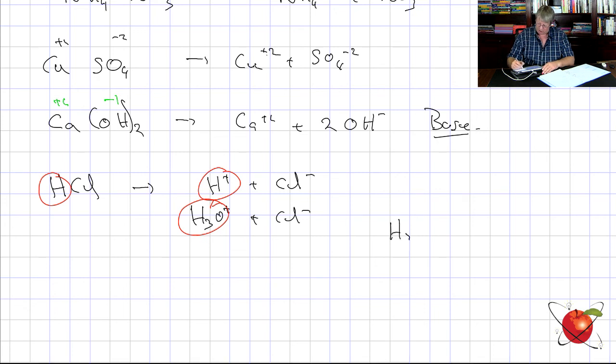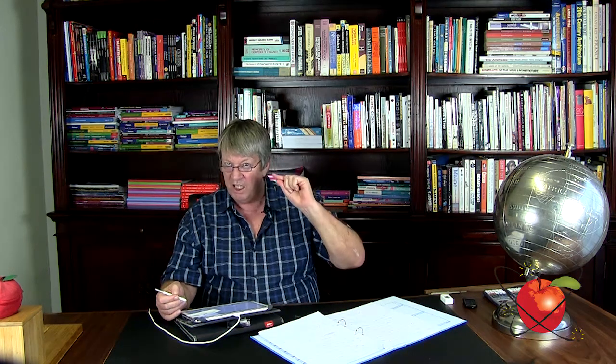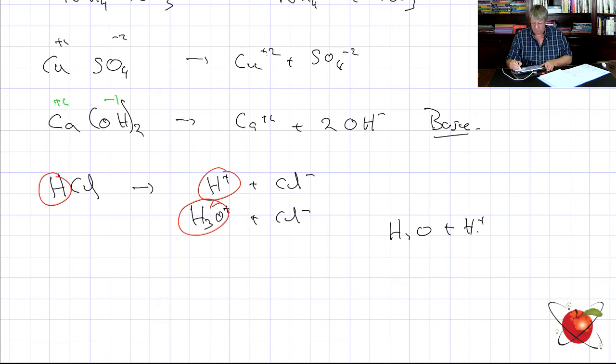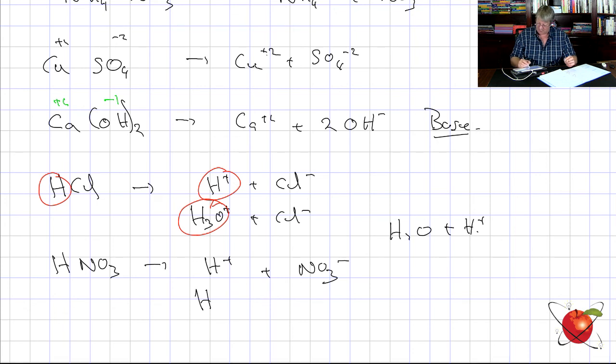All that has happened here is what? Well, the H2O was coming along and it got an extra proton, same as ammonia did. Remember, NH3 got an extra proton, became NH4+. This is exactly the same. The proton came along and made H3O+. Nitric acid is HNO3. That goes to what? Same thing. H+ and NO3-. The H+ is actually H3O+ and NO3-.